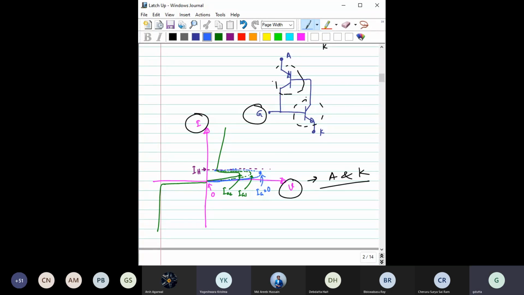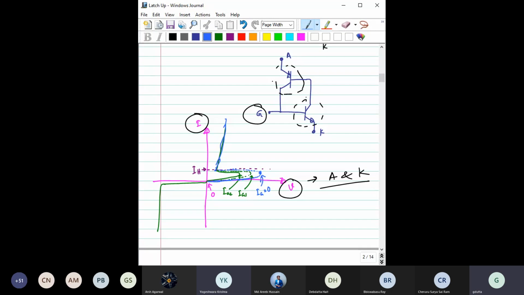All of a sudden, once you reach this point, there will be a sudden drop in the voltage, right? Are you getting my point? After that, if you further increase this V, then what will happen? The current will start rising very, very sharply, because now it is almost a short device. Fine? Okay.